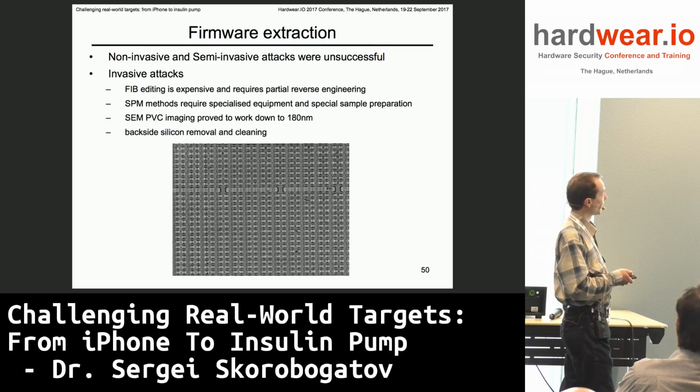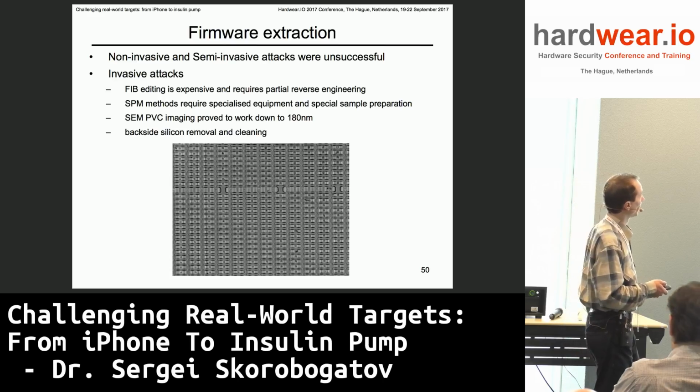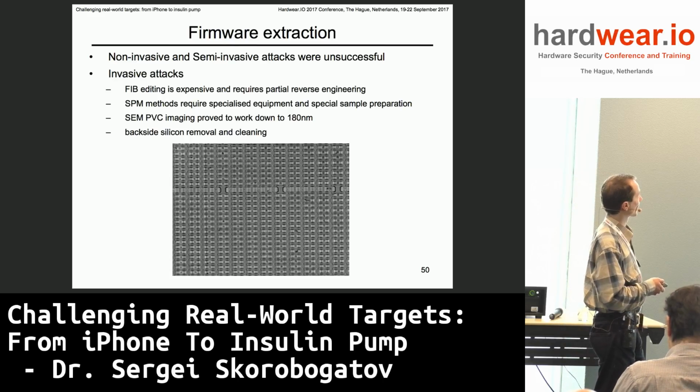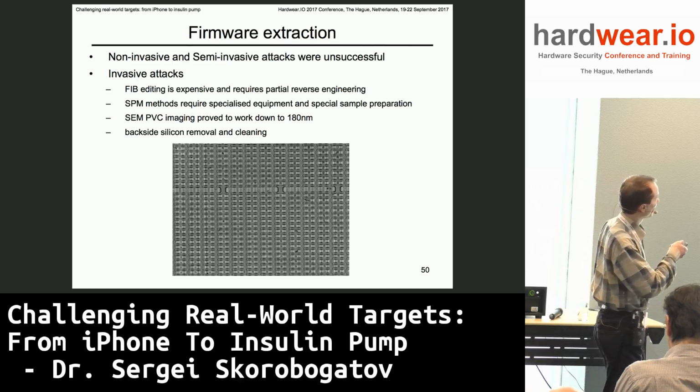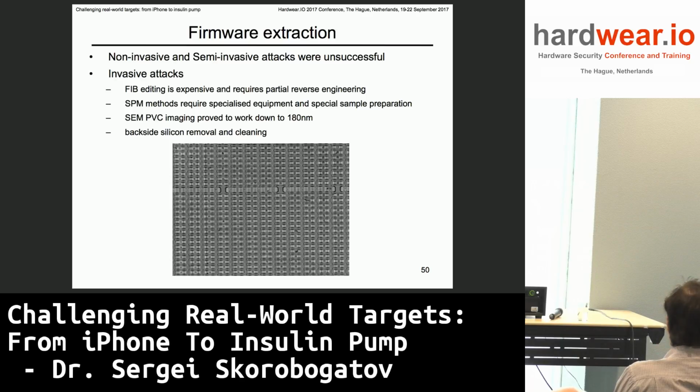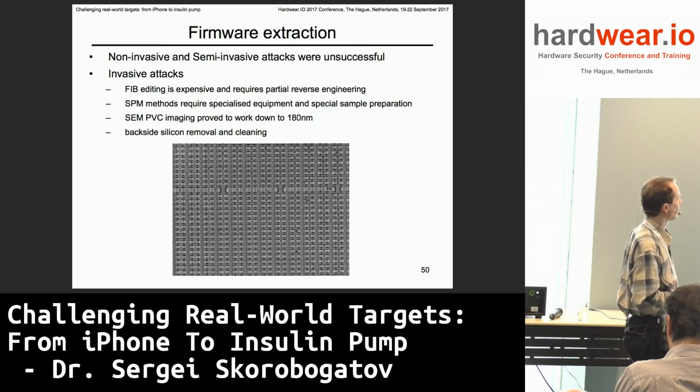One option was to use FIB editing, and that wasn't successful. And then scanning probe microscopy is not easy to use, and it's very time consuming, so I went for electron microscopy with passive voltage contrast, and that method works down to about 180 nanometers, but the chip was 250 nanometers, so it worked relatively well. So you can see the difference between zeros and ones. Also, it's not very good contrast. You can see this area is all ones, and you can see that some bits are programmed, so you can see the difference in the intensity.